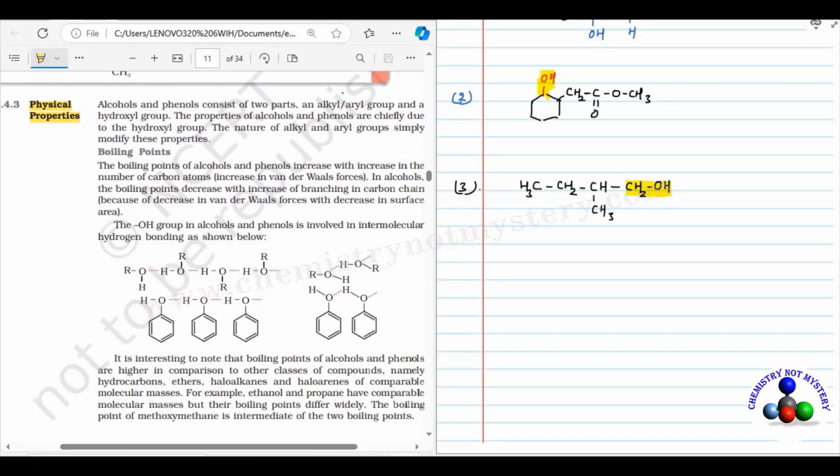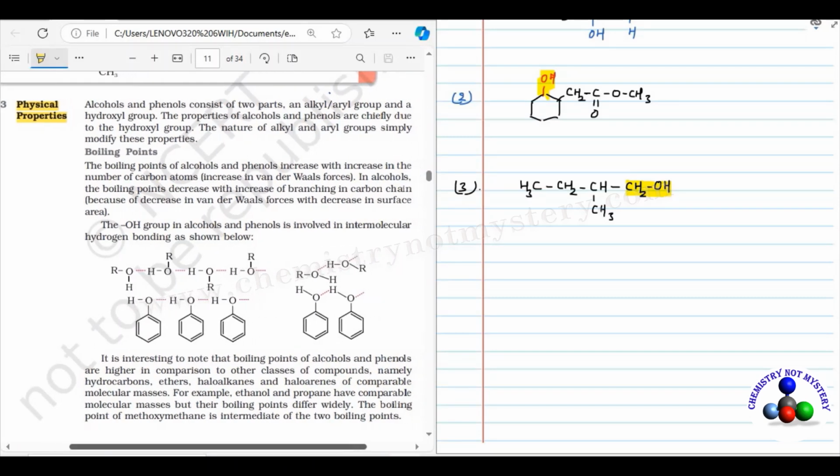Today we are going to discuss physical properties of alcohol, phenol and ethers. So let's read from the book. Alcohol and phenols consist of two parts, an alkyl or aryl group and a hydroxyl group. The properties of alcohol and phenols are chiefly due to the hydroxyl group. The nature of the alkyl or aryl group simply modifies these properties.